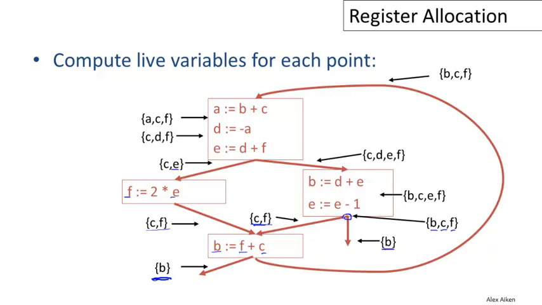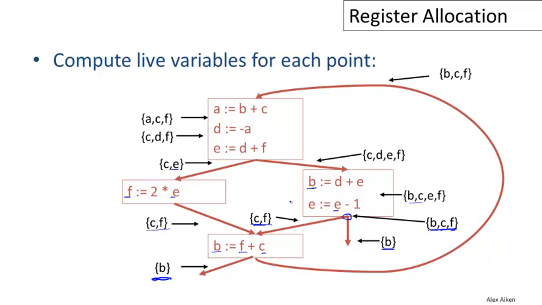Remember, for something to be live, it only has to be live in some future possible evolution of the execution. So on some path out of this node, if a variable is live, then it's live at the exit from this node. All right, working backwards here, B, C, E, and F are live here because E is read, and B, C, and F are not referred to in this statement, and so they just propagate upwards.